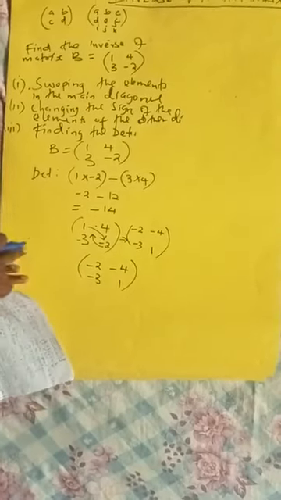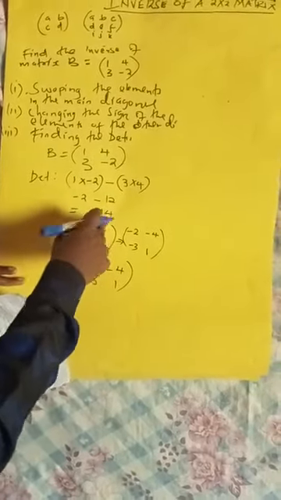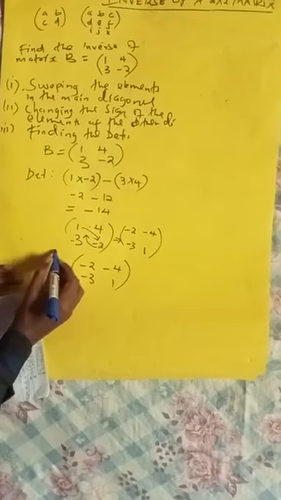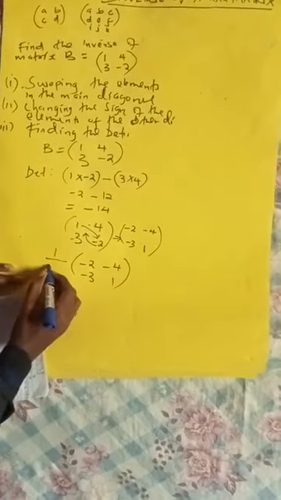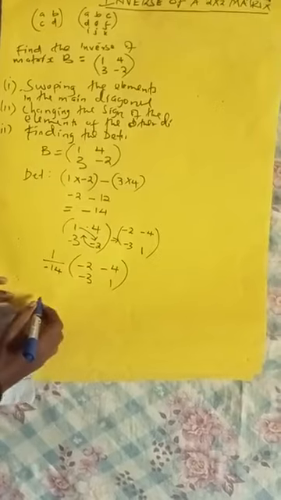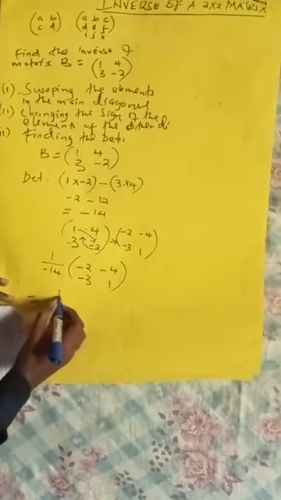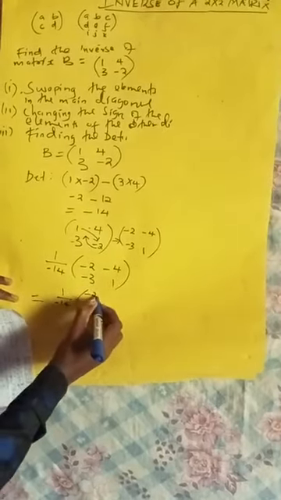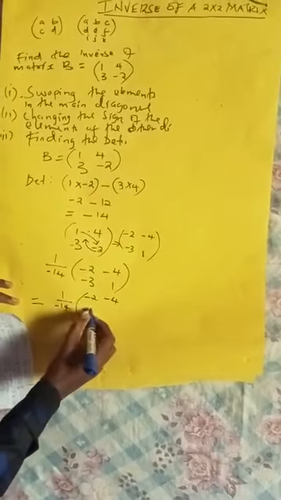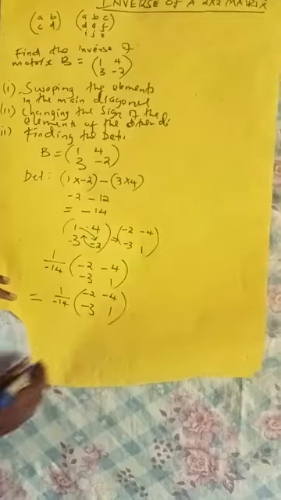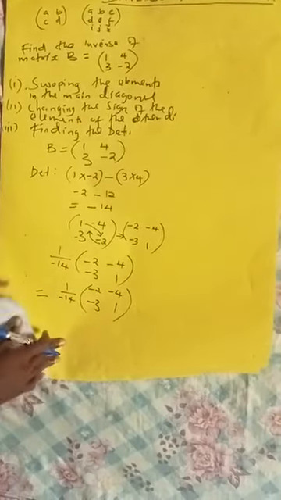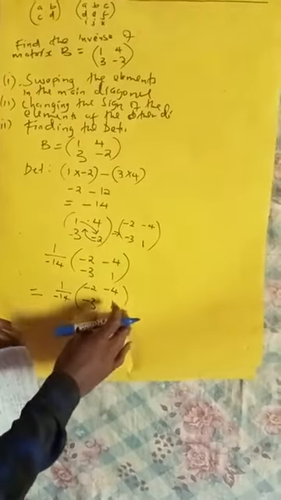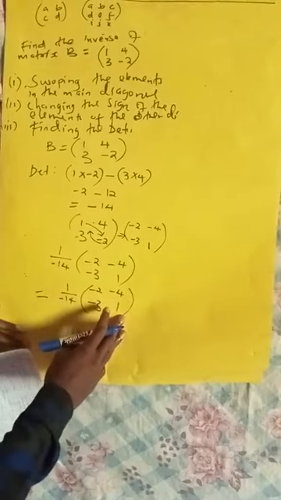Then we multiply by 1 over the determinant. So our determinant was -14. So 1 over -14. So our inverse now will be 1 over -14 multiplied by -2, -4, -3, 1. You can continue from this stage, or you can just leave it there. But otherwise, when you leave it at that point, it is still correct.